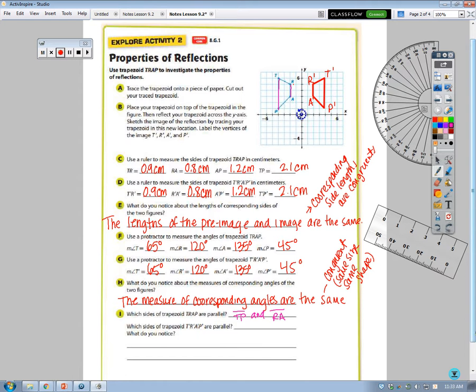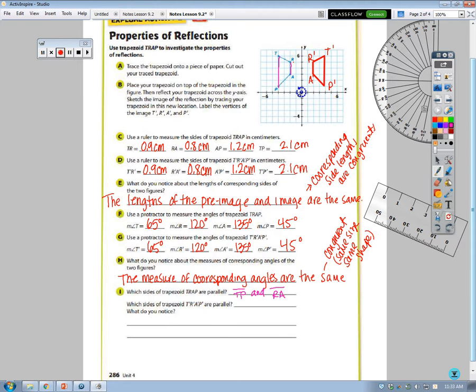And then we can go ahead and take a look at the next question, which is which sides of trapezoid T prime, R prime, A prime, P prime are parallel? Well, what do we notice? We have the same corresponding sides that are parallel, which makes sense because we have the same angles between our image and our pre-image. So we will say side T prime, P prime, and side R prime, A prime. My pen is a little bit off here.